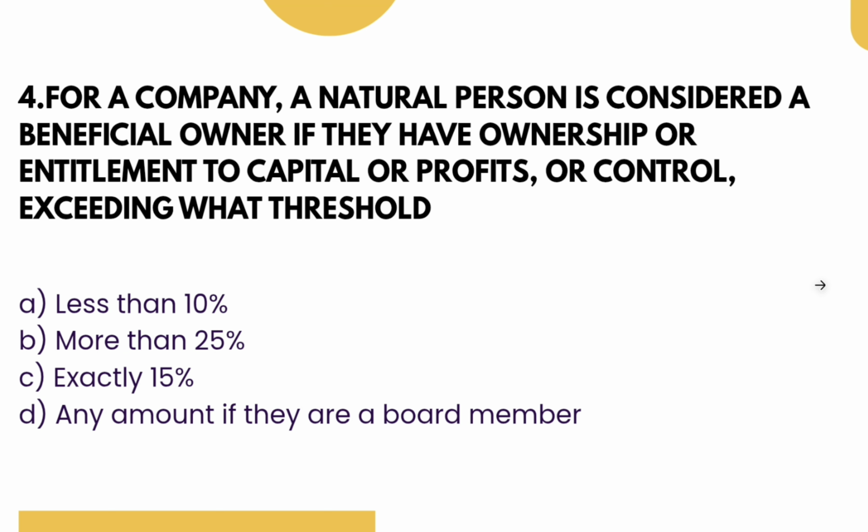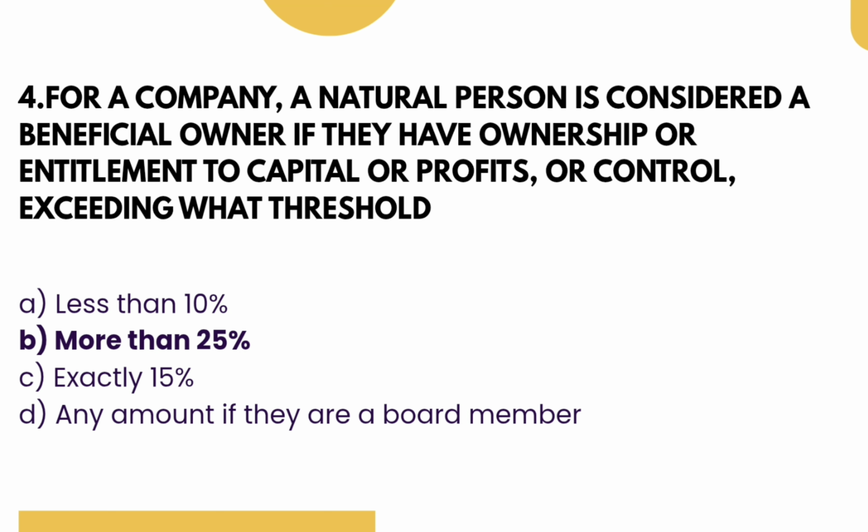Next question. For a company, a natural person is considered a beneficial owner if they have ownership or entitlement to capital or profits or control exceeding what threshold? The options are A, less than 10%, B, more than 25%, C, exactly 15%, or D, any amount if they are a board member. The answer is B, more than 25%.